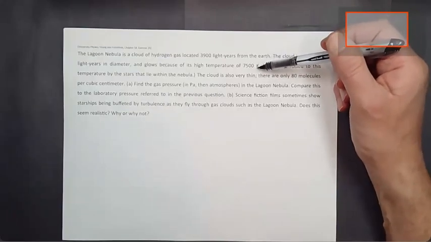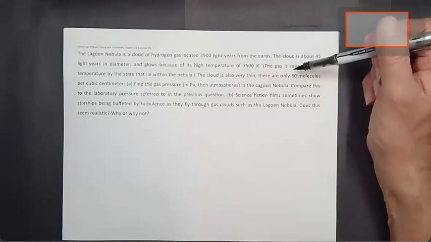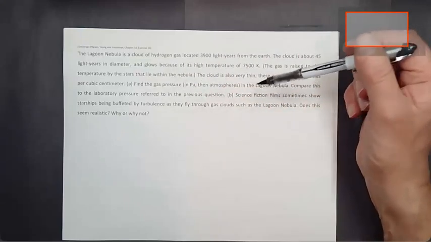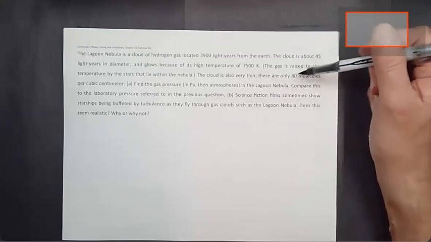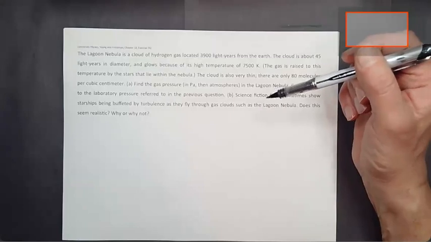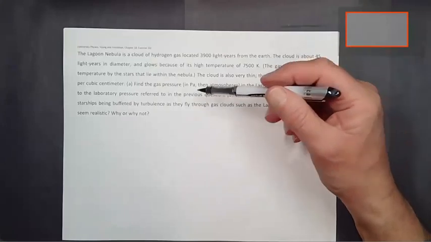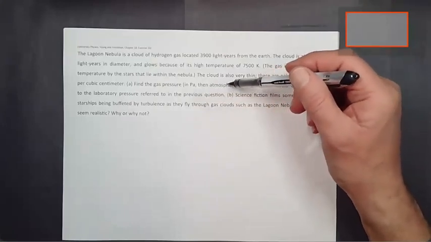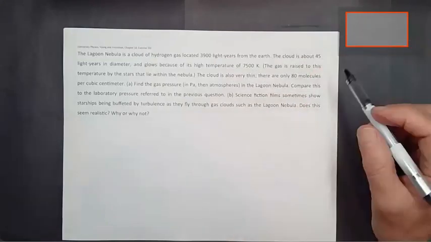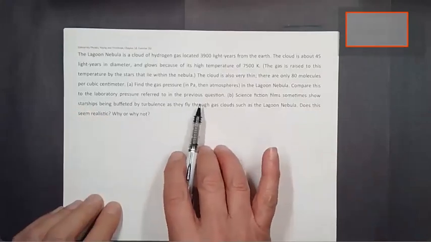That's warmer than the surface of the sun, by the way, by a couple thousand Kelvin. And the gas is raised to that temperature by the stars that lie within the nebula. It's also very thin, only 80 molecules per cubic centimeter. Okay, that's a lot less than 2.2 million molecules per cubic centimeter. What is the gas pressure in Pascals and then atmospheres in the Lagoon Nebula? And compare that to the laboratory pressure referred to in the previous problem.